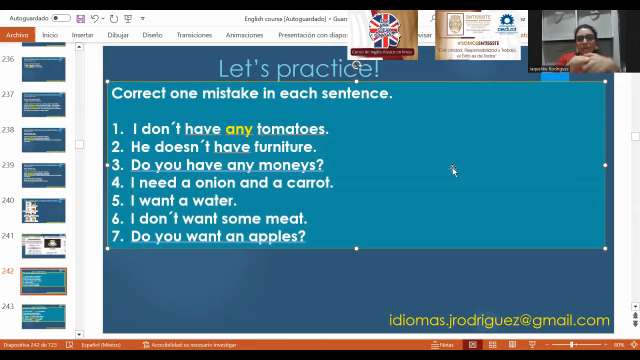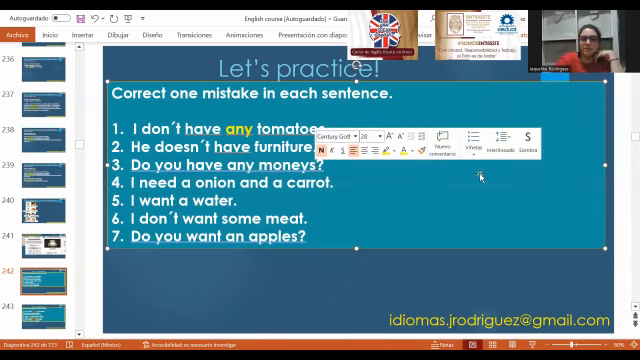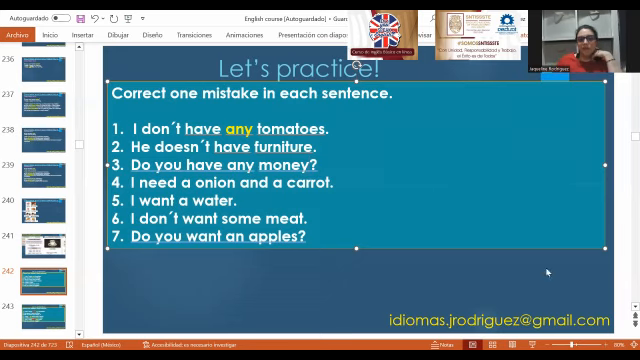Then, do you have any monies? Any monies? Okay, any is fine. No, any está bien porque es una pregunta. Any es para negativos y preguntas. Entonces, any está bien. Pero money. Money is an uncountable noun, so we cannot have monies. Do you have any money?